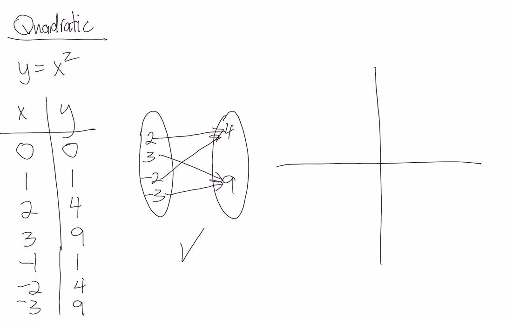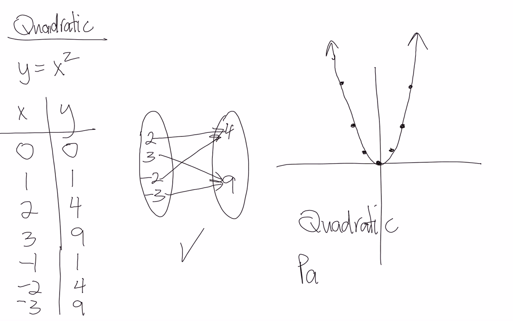And if we actually draw these graphs now, if you plot these points, we'd have 0, 0, 1, 1, 2, 4, 3, 9, and the negatives, we'd have negative 1, 1, negative 2, 4, and negative 3, 9. So if we connect the dots on a graph like this, we get sort of a U-shaped graph. A U-shaped graph is what it's going to look like when we get a quadratic. And the name for this graph is a parabola. So it's the shape of a parabola.